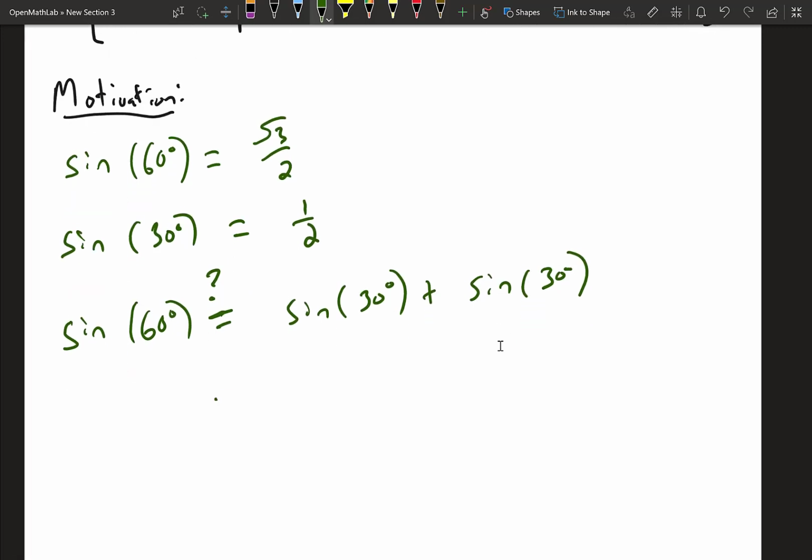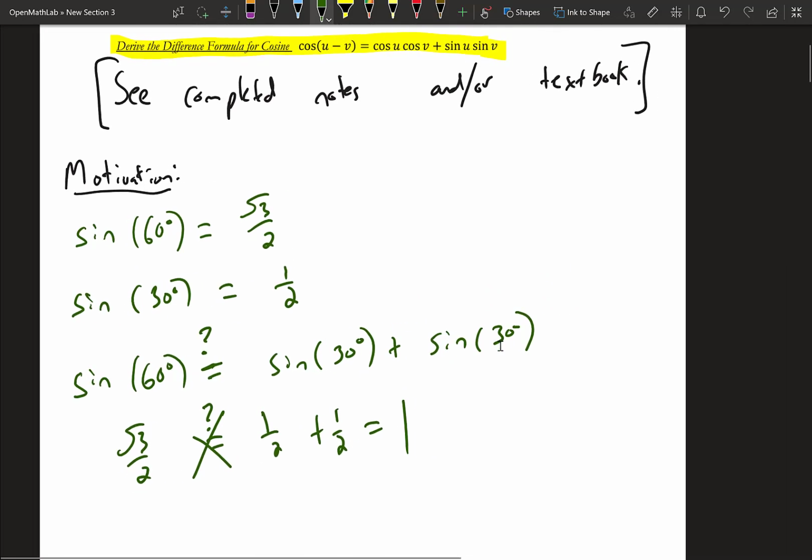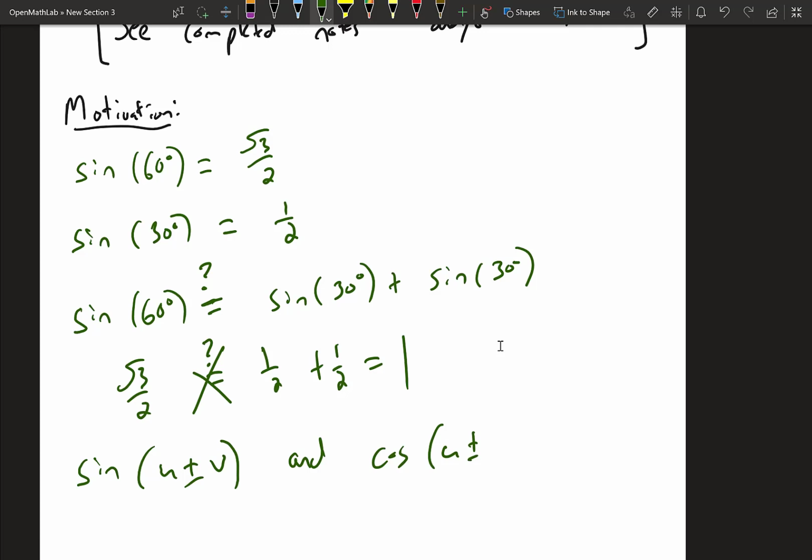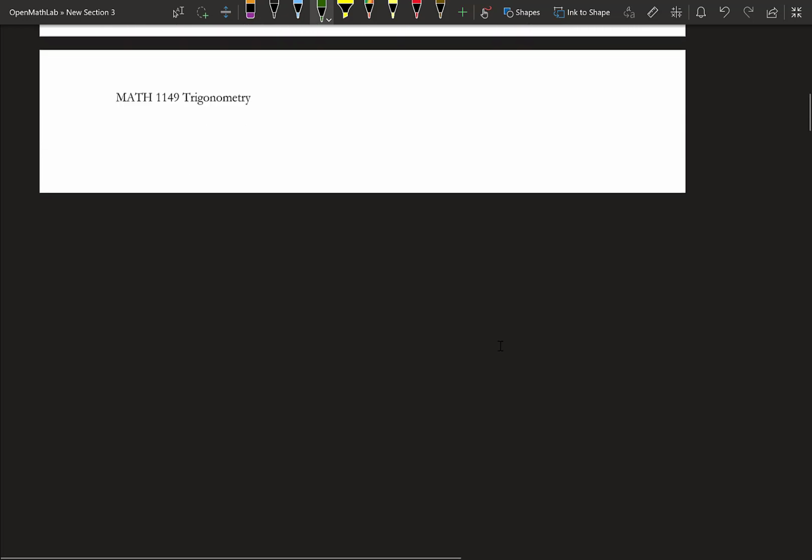We don't know. So, sine of 60 degrees we know is radical 3 over 2, and sine of 30 is 1/2. So if we just substitute those values in, we get this statement, and this is not true, right? Because this is equal to 1, and 1 is not equal to radical 3 over 2. So, I don't know, it kind of makes you curious, right? Can we somehow express sine of u plus or minus v and cosine of u plus or minus v in terms of trig functions of u and v alone, right? Would that be possible? And it turns out we can, right?